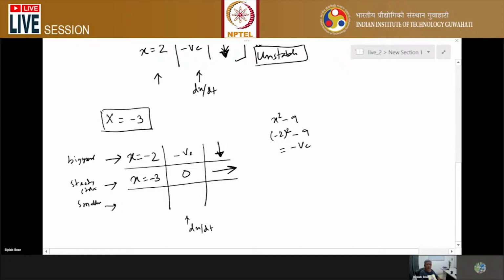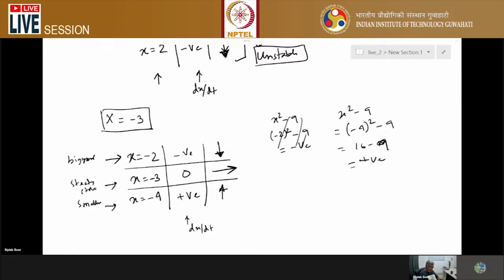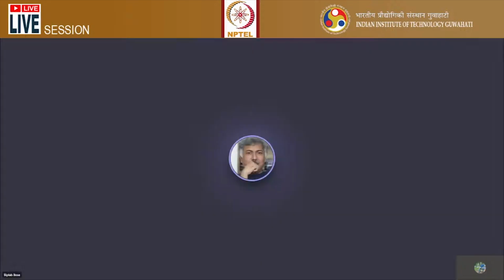Take a value of x which is smaller than minus 3. Okay, minus 4. I do the calculation again. x square minus 9 equal to minus 4 square minus 9. So this is 16 minus 9, which is positive. So I have positive. So both the arrows in this case are pointing to the steady state.